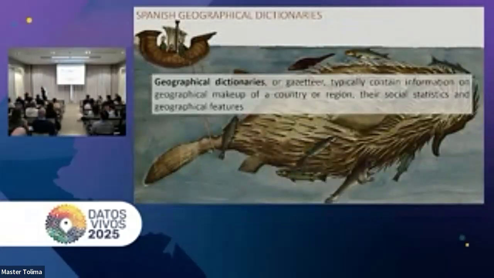So what are those geographical dictionaries? Well, a very broad definition is that they're documents that contain information on the geographical makeup of a country or a region, their social statistics, and their geographical features.